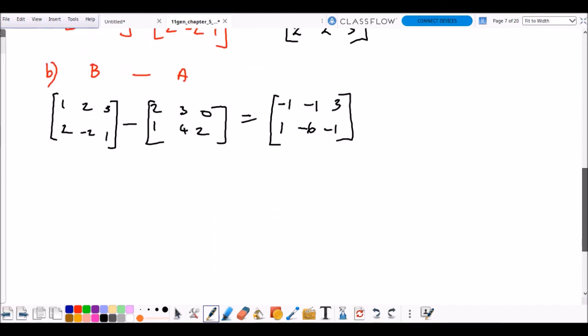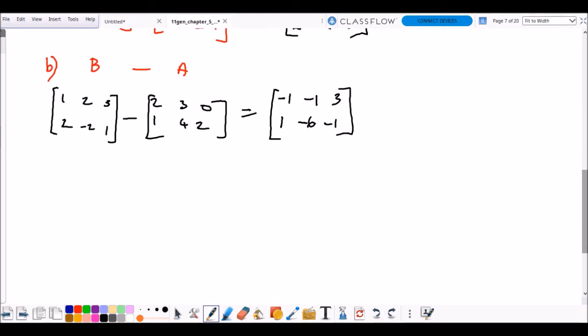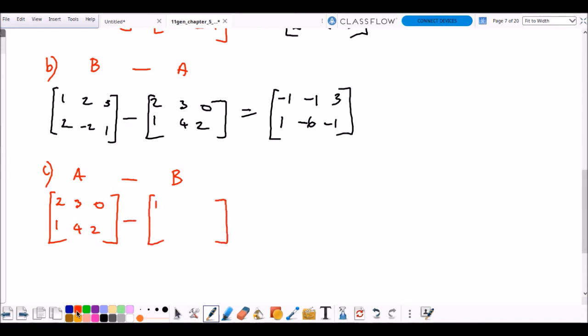Now A minus B, so the other way around. A take away B. This is matrix A, that's matrix B. So it's A take away B. That's 2, 3, 0, 1, 4, 2, take away matrix B, which is 1, 2, 3, 2, negative 2, 1. What does that equal?